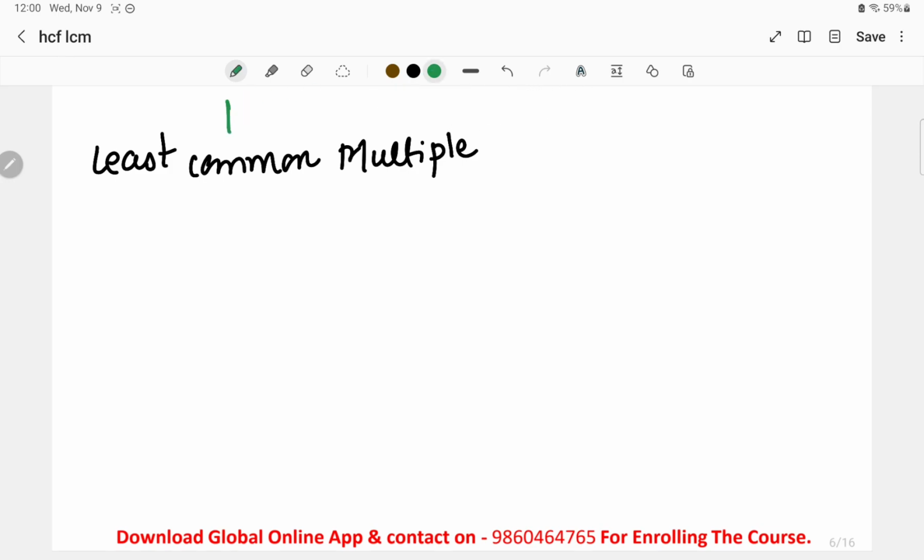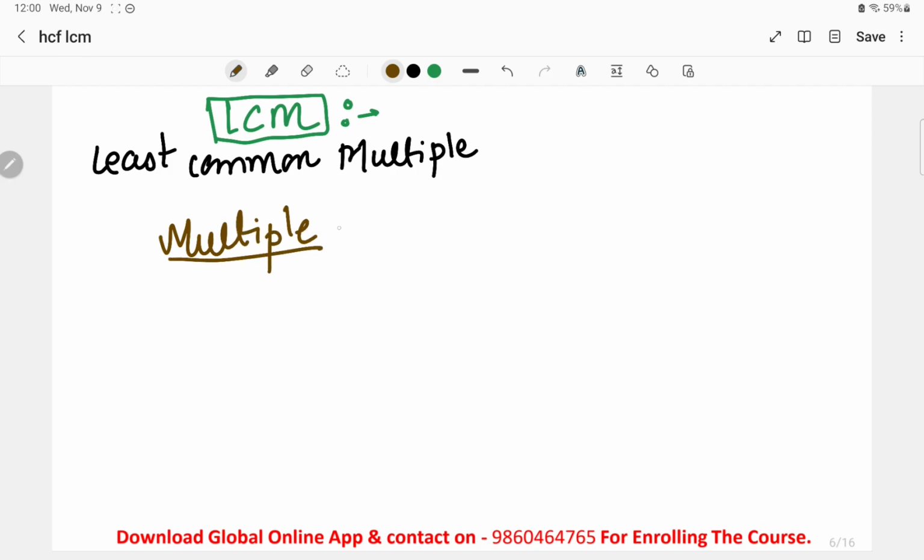What is LCM? Least common multiple. Whenever we discuss the LCM, there are 2 things we have to keep in mind. Very first, we must be able to understand what a multiple is. Now, if I ask you what the multiples of 2 are, then you can clearly go with the table.